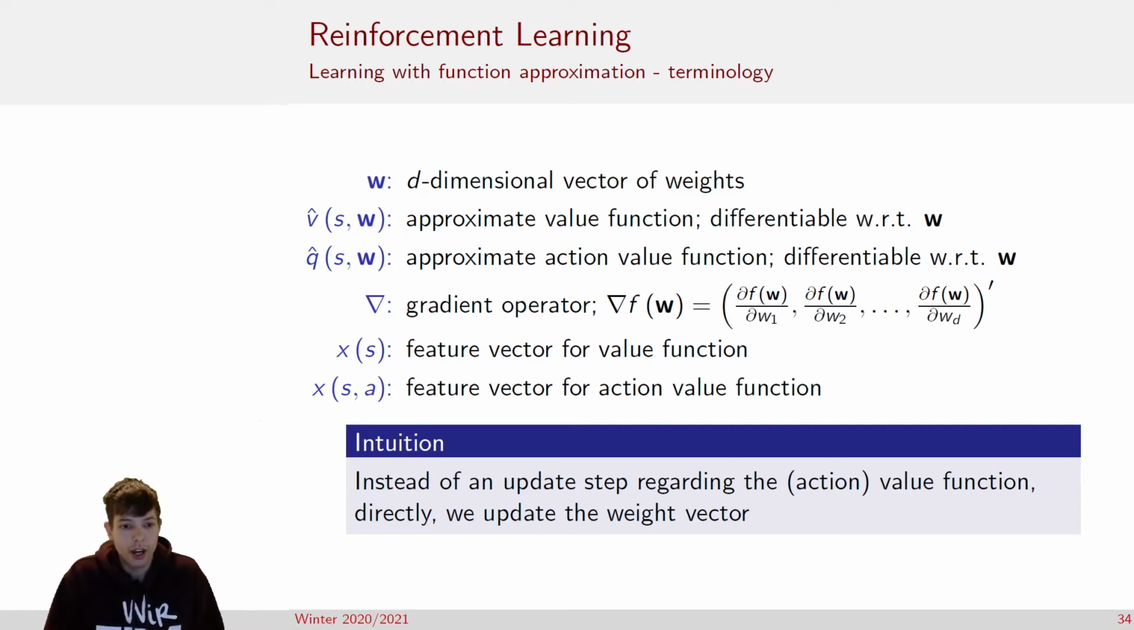And then we denote by v hat and q hat the approximations of the value function and the action value function, and by nabla we denote the gradient operator. We'll see in a couple of minutes why and how we need the gradient in reinforcement learning.